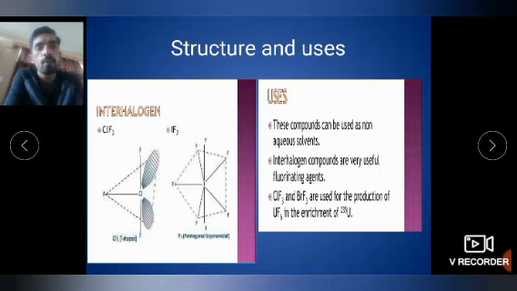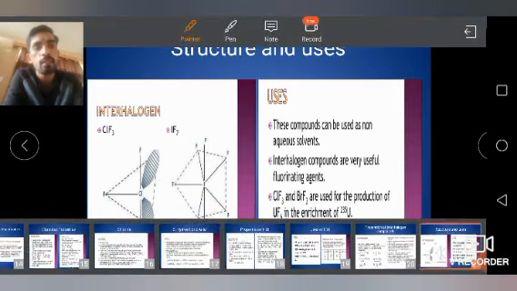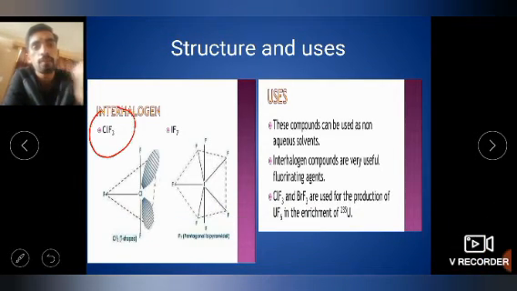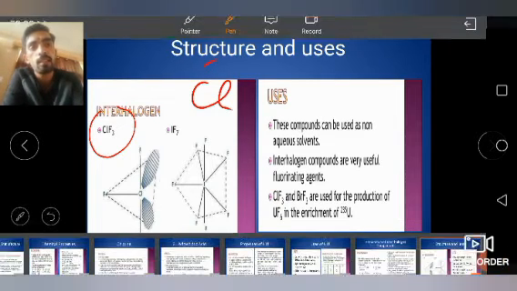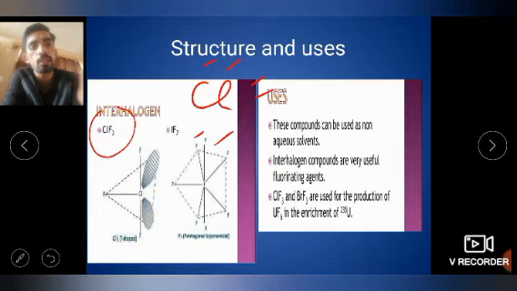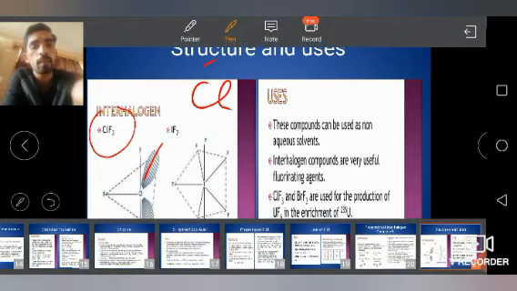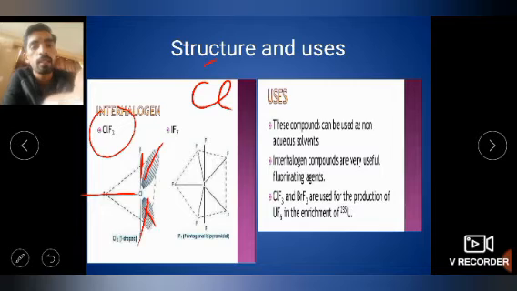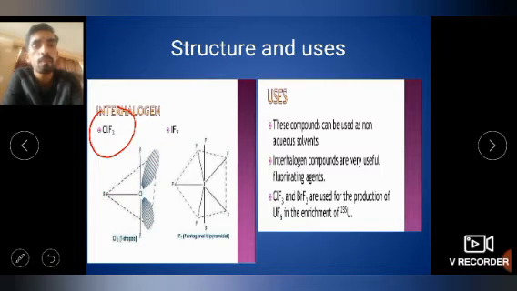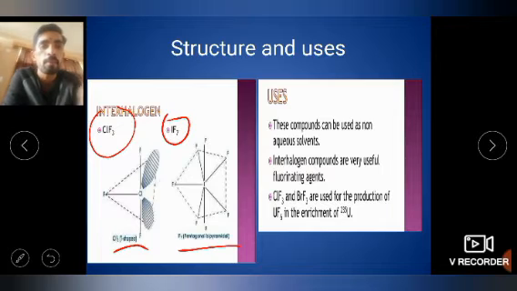If we talk about the structure of ClF3, both are halogens. Cl is single, F is 3. In the electron dot structure you will see two lone pairs and 3 F. It means two lone pairs and 3 bond pairs. The shape of ClF3 is T-shaped, and similarly IF7 is pentagonal bipyramidal.